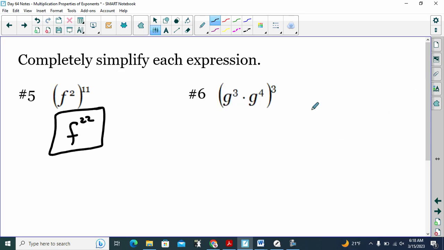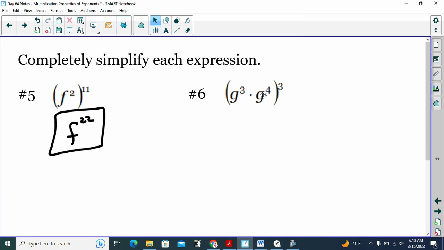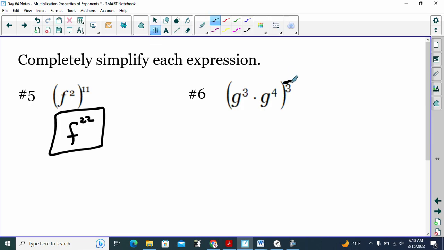Number 6. Number 6 has a parenthesis. Inside the parenthesis, we've got g cubed times g to the 4th, and then we're raising that all to the 3rd power. G cubed times g to the 4th, all to the 3rd. Let's start inside the parentheses. Don't worry about this part yet.